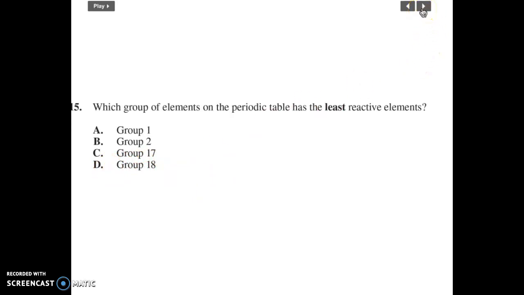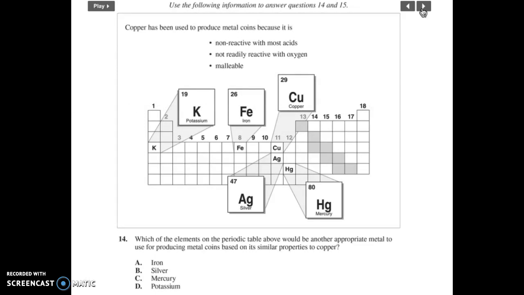I should give more time in between reading the question. Make sure you pause it, so you can try it on your own. This is very common to see questions like that where they just highlight certain elements on the periodic table. Okay, so let's take a look.